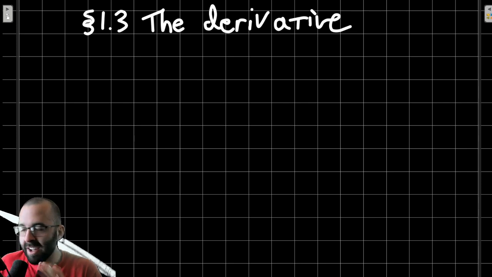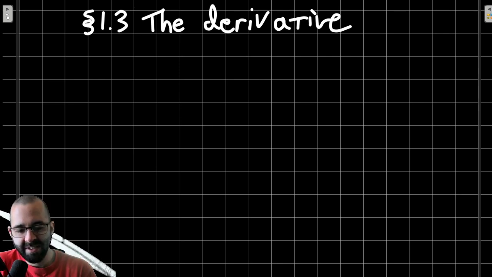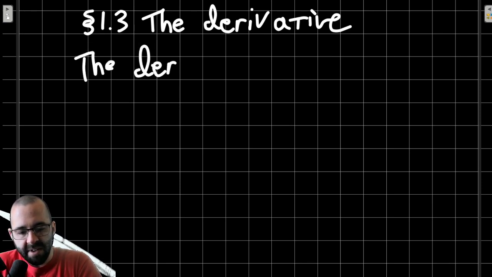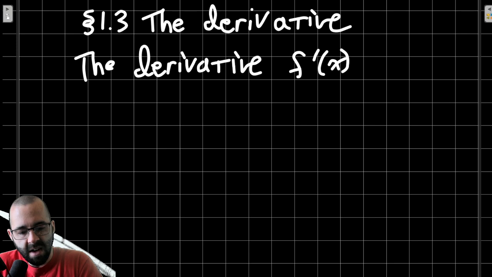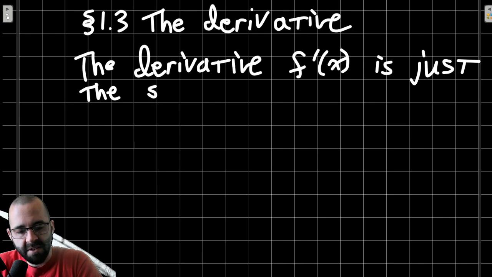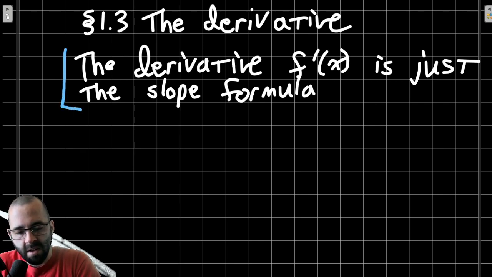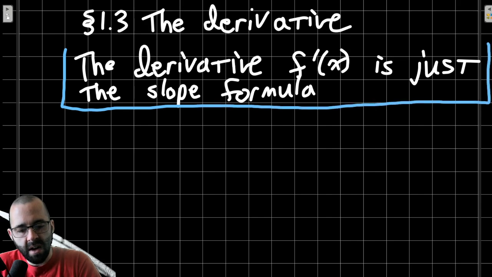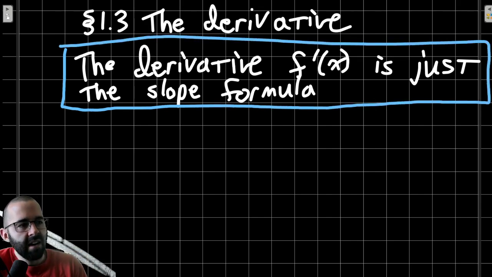So first off, and we heavily implied this, I may have even said it in 1.2, which was yesterday for me. I don't know what day it was for you, but here's one of the most important things of the entire section, of the entire class maybe. The derivative f prime of x is just the slope formula from before. So the derivative just gives you the slope of the function at a given point.